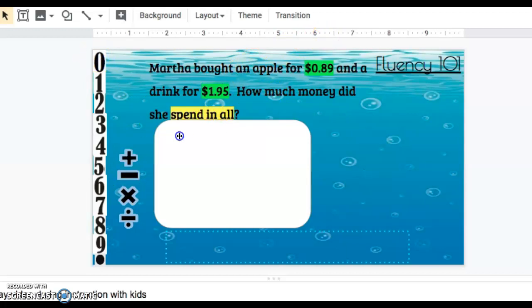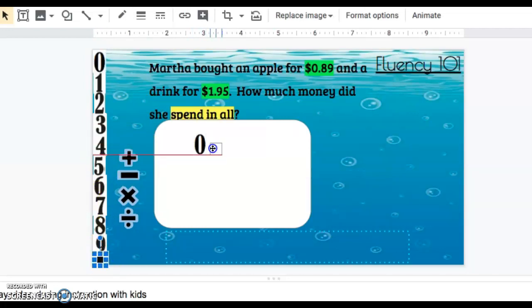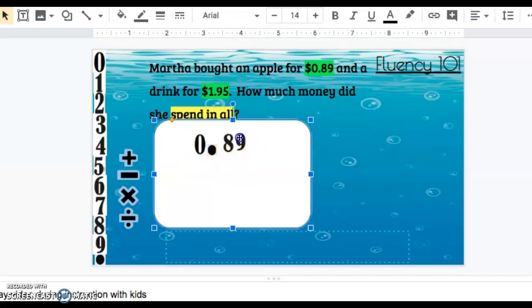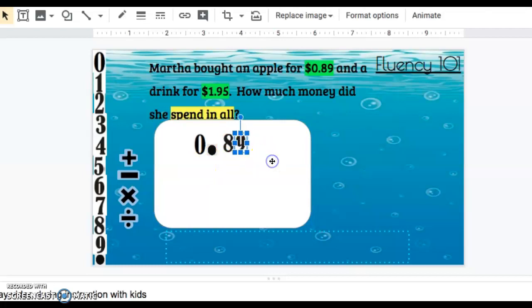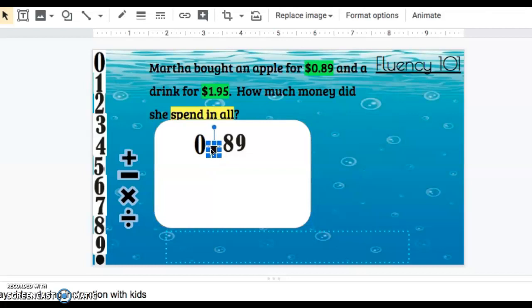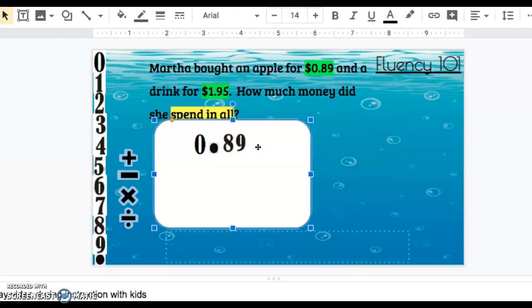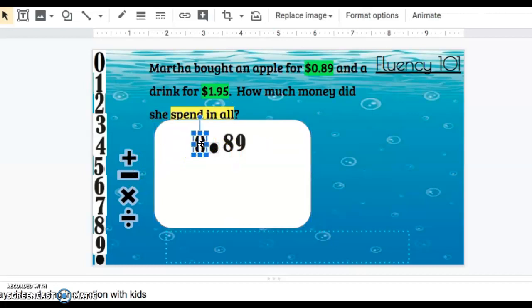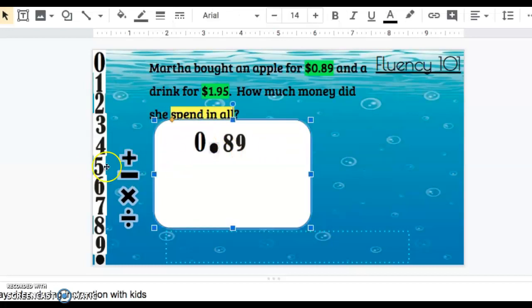So I'm going to start off by writing my 89 cents. Remember, when we add decimals, we do not want to forget about that decimal point when we are writing our number out. And then put it there. Okay, and then, oops, not quite. There we go. So now that we have our first number written down, we now are going to put $1.95 down.